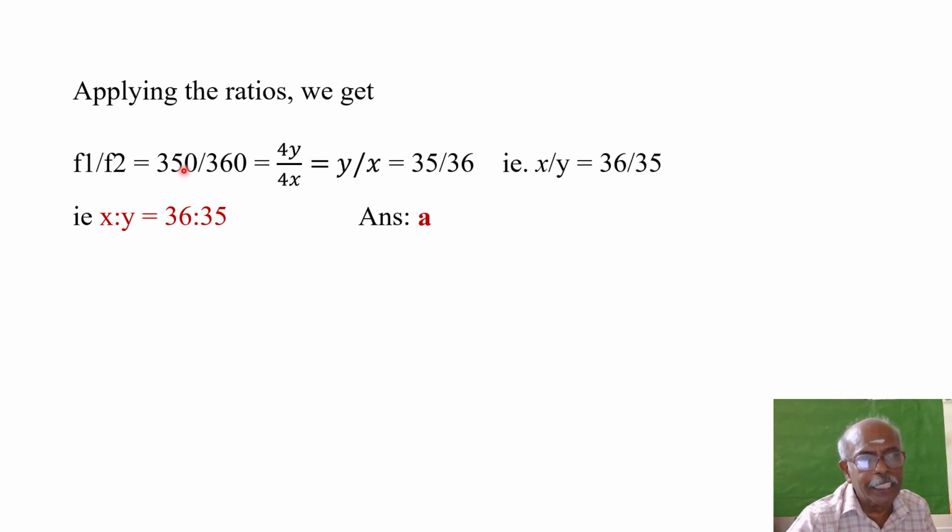So y by x is equal to 35 by 36. That is, x by y is the inverse, 36 by 35. So x is to y is equal to 36 is to 35. Answer A is the right answer.